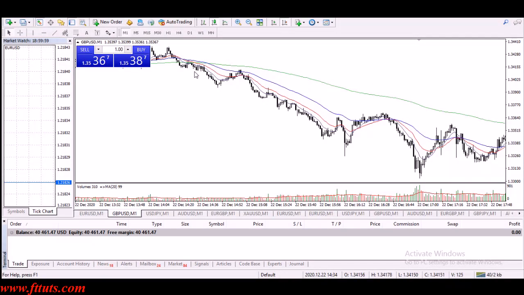Also the other way is selling toward EMA 9, closing, waiting for support, waiting for the price to retrace into this resistance area, and selling again.